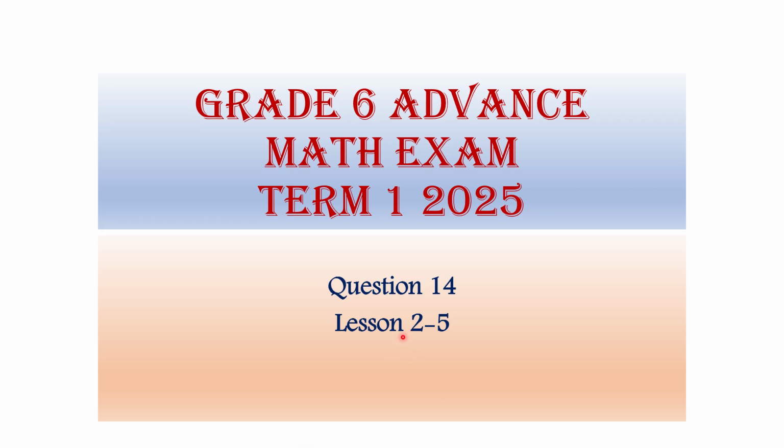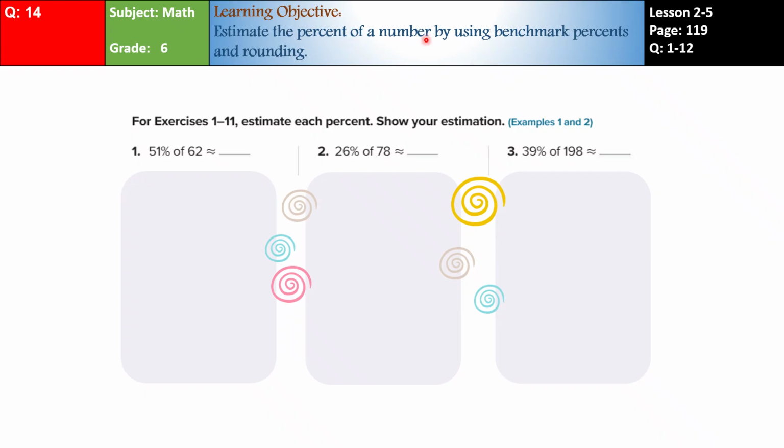In this lesson, we are going to revise lesson 2-5, that is estimate percents. Estimate the percent of a number using benchmark percents and rounding. Estimate each percent. Now we have here 51. We know that 51 is closer to 50 and 62 is closer to 60. So how do we find the percents? We multiply the two numbers and divide by 100. That is the easy way to solve the percent.